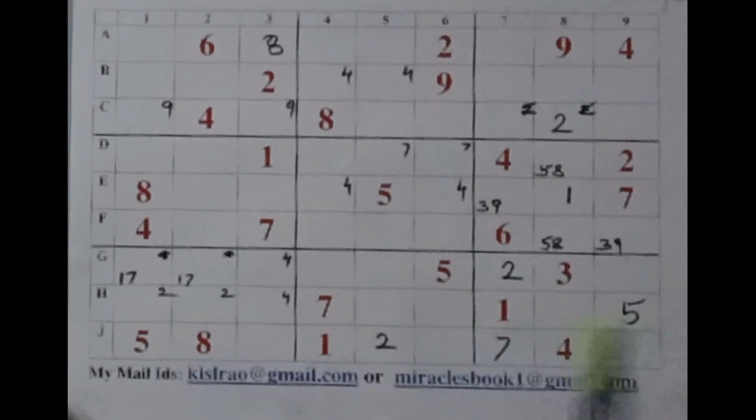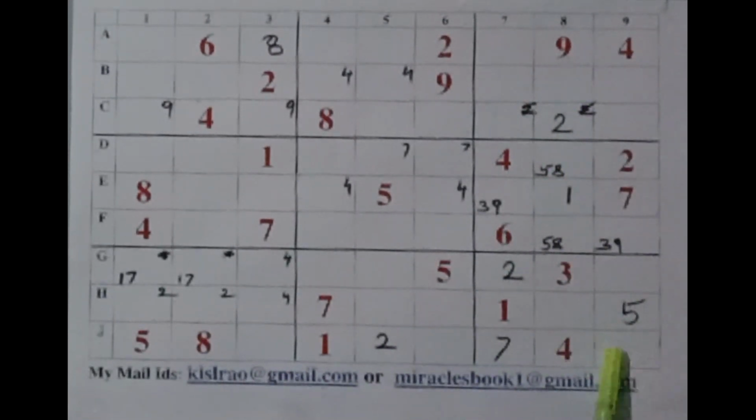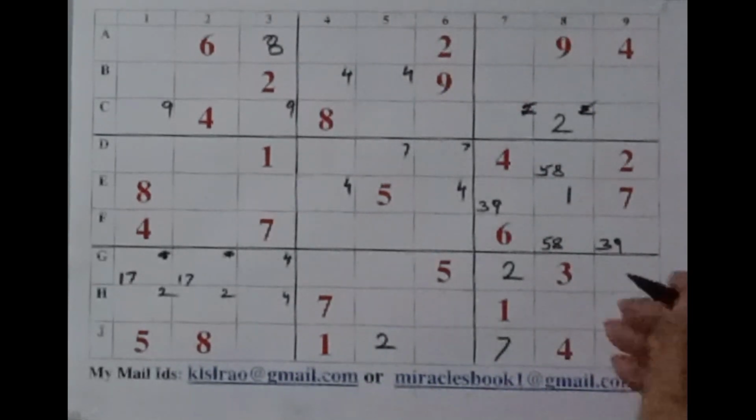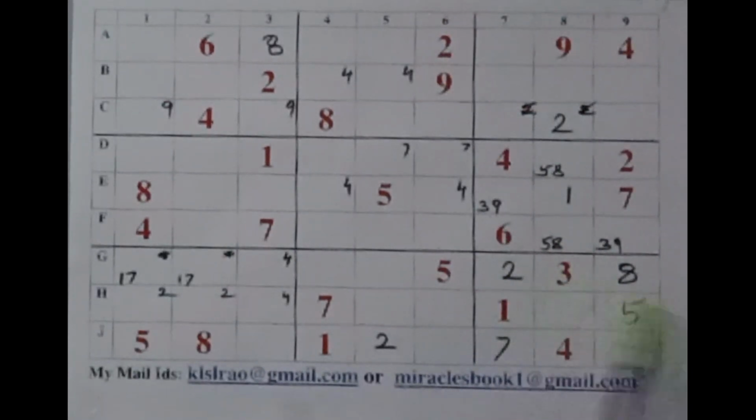In this box, look, number 8 is here and 8 is there in this pair. That means 8 cannot take this position and 8 cannot take this position. That means this is the only place for number 8. Okay. And now what about these 2 cells?